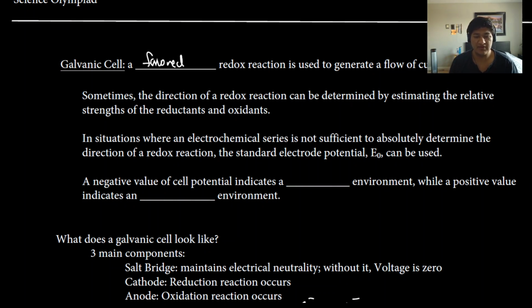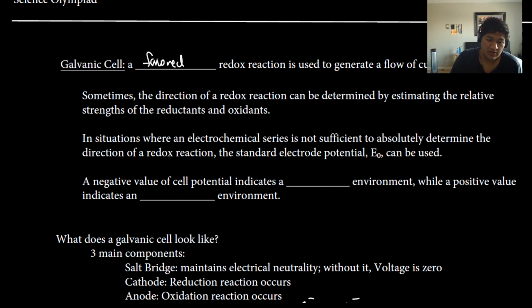Sometimes the direction of a redox reaction can be determined by estimating the relative strengths of the reductants and oxidants, which just means you compare the reduction potentials of those that you think are being reduced and those that you think are being oxidized. And in situations where an electrochemical series is not sufficient to determine the direction of the redox reaction, you can use the standard electrode potential.